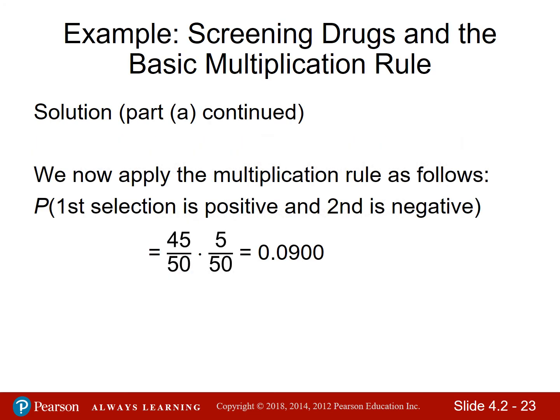Now we apply the multiplication rule. P of the first selection, which is a positive test result, is 45 out of 50, and the second is negative, so 5 out of 50. So you multiply them: 45 times 5 divided by 50 times 50, and you get 0.090.